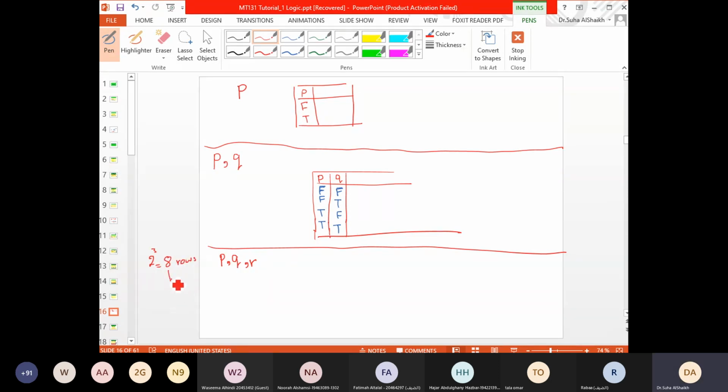What's the half of the 8? كم نص ال 8؟ 4. كم نص ال 4؟ 2. كم نص ال 2؟ 1. Construct the table.